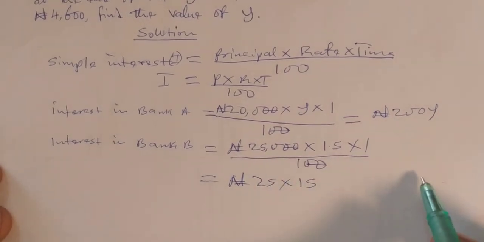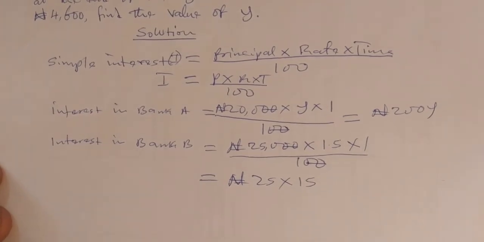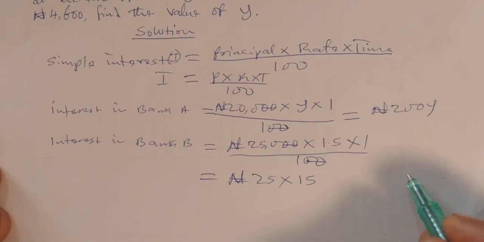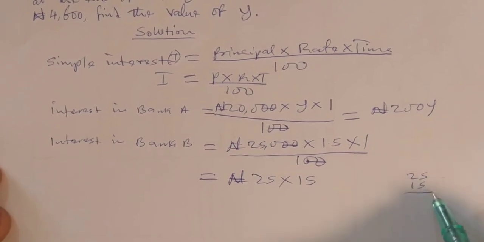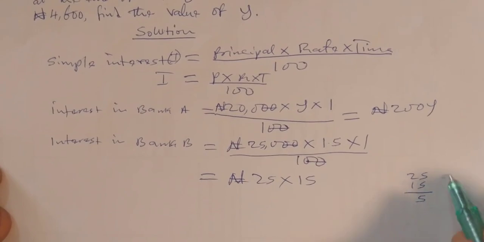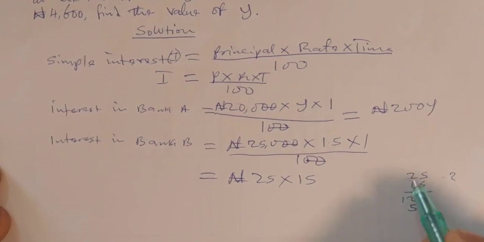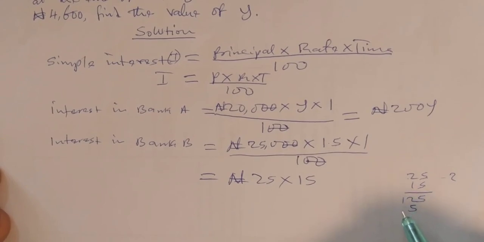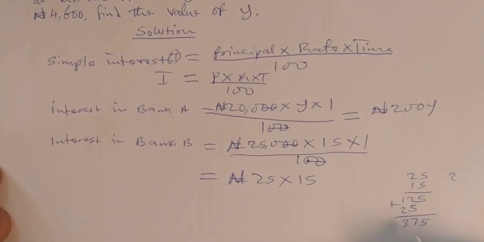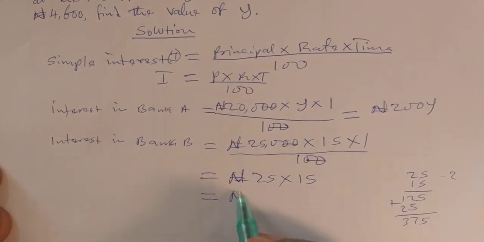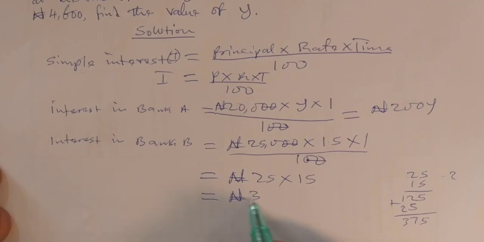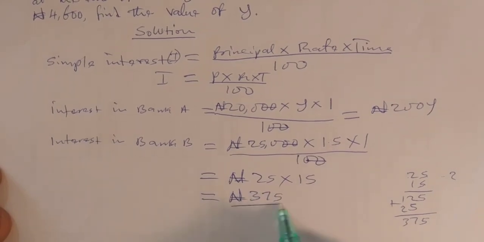We can multiply that one. 25 times 15. So let's multiply it this way. 5 times 5 is 25, write 5, carry 2. 5 times 1 is 5, plus 2 is 7. Then 1 times 5 is 5, 1 times 2 is 2. So when you sum this one here, you will have 375. So this is the same thing as the interest you will get in Bank B, which is 375 naira.